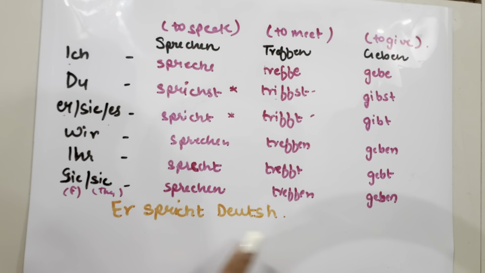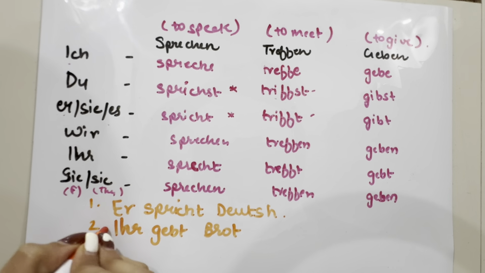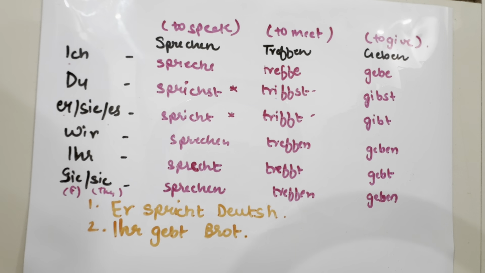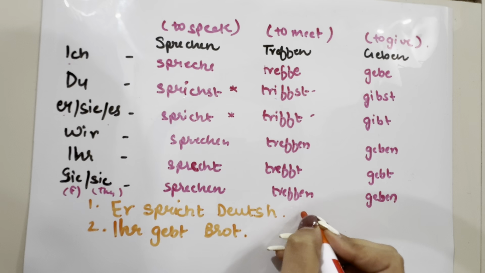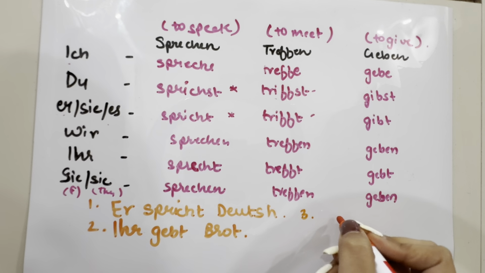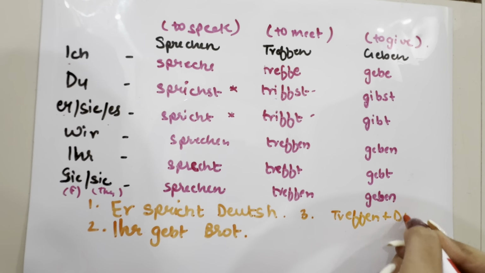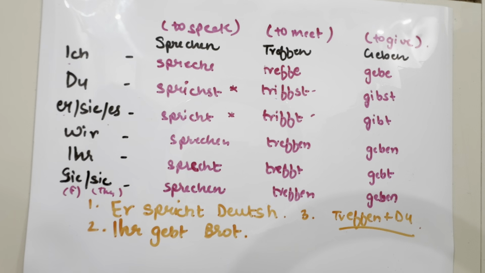Er spricht Deutsch, which means he speaks German, and you can see how the verb has changed. Now I'm going to give you one more example with geben. The second example is ihr gebt Brot, which means you all give bread. So Brot means bread, and with ihr we use gebt. Now I want you to make another sentence using treffen and the conjugation du. Write it in the comments below.